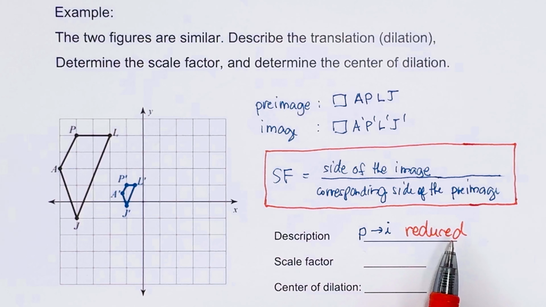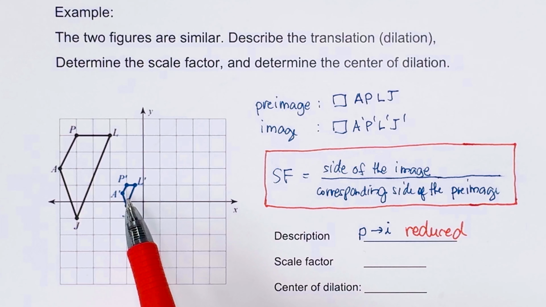So there's only two options for this. It's either enlarged or reduced. In this example, this is reduced. Reduced means it shrinks into a small piece. The other one was blown up into a bigger piece. So in here, it shrunk into a smaller quadrilateral.